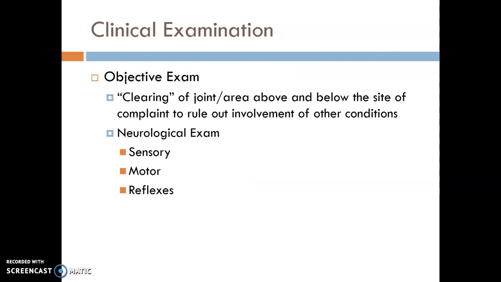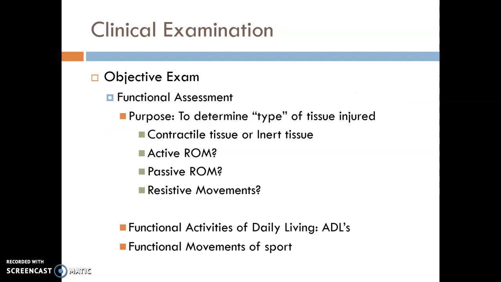All right, during our objective exam, we also do something that's called clearing of a joint or clearing of an area. So we want to make sure we do this above and below the sites of the pain or injury, and that's just to rule out any involvement of any other sort of injury or illness that's near their pain. And then we will also do a neurological exam, which is sensory, motor, and reflexes. All right, in the objective exam, we will also perform a functional assessment.